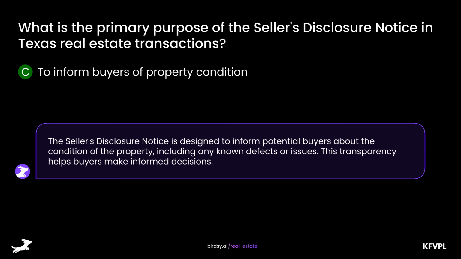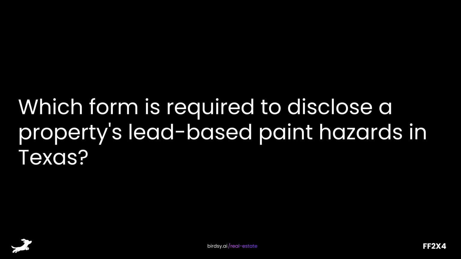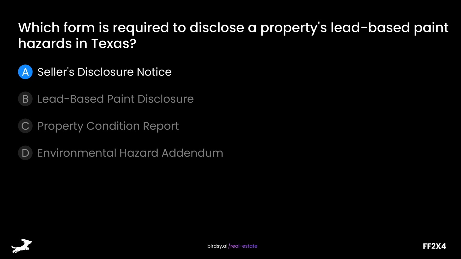The seller's disclosure notice is designed to inform potential buyers about the condition of the property, including any known defects or issues. This transparency helps buyers make informed decisions. Which form is required to disclose a property's lead-based paint hazards in Texas? Is it A, seller's disclosure notice, B, lead-based paint disclosure, C, property condition report, or D, environmental hazard addendum? The answer is B, lead-based paint disclosure.